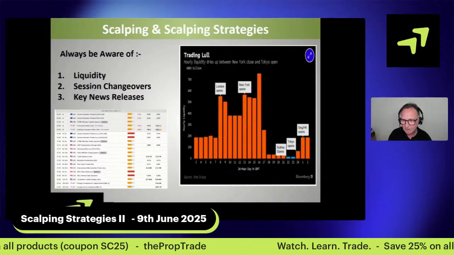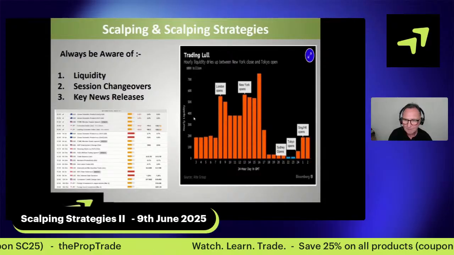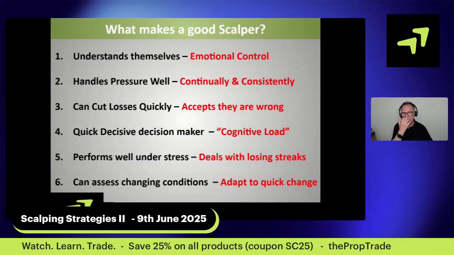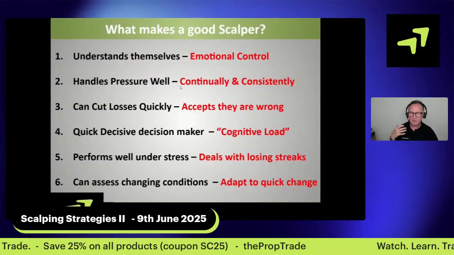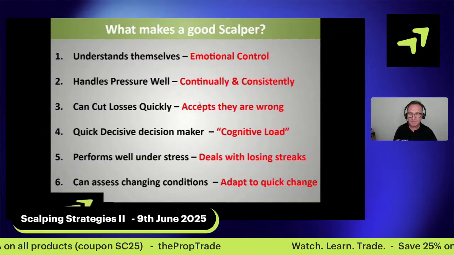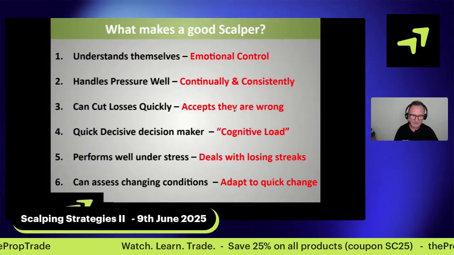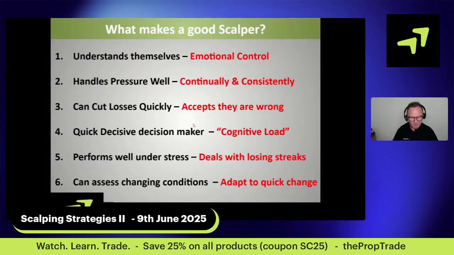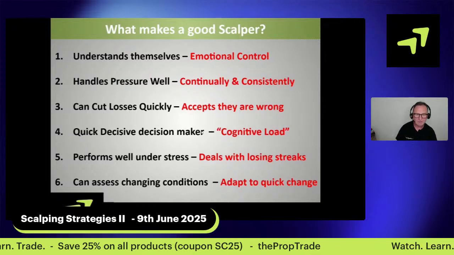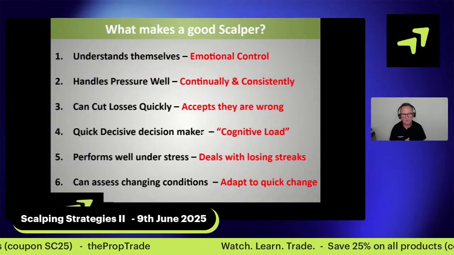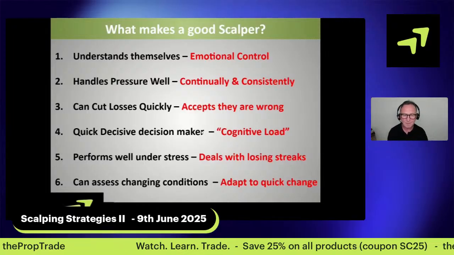Be aware of what's going on. Have the calendar, and just make sure that's first and foremost. So emotional control. This idea to deal with pressure. Being able to flip from one side to another, accepting that you're wrong. Lots of decisions very, very quickly. Whether this is an automated scalping system or a manual one, doesn't matter. These are all still applicable.